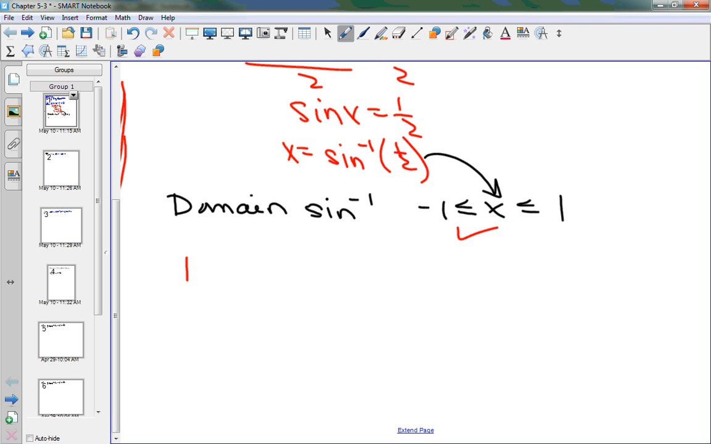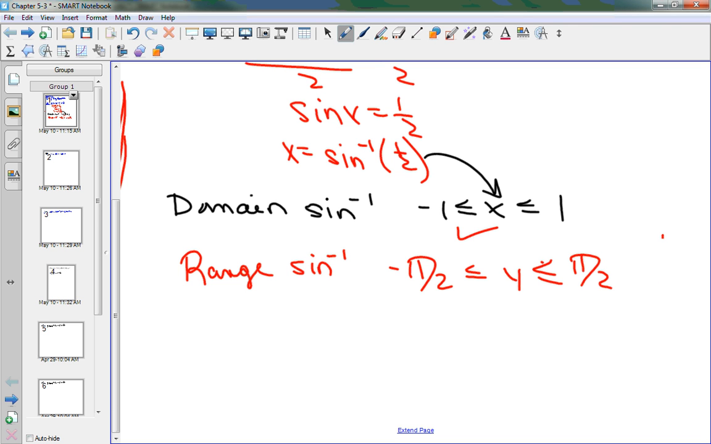Now the next thing is I need to look at the range. What is the range of the arc sine? Negative pi over 2 is less than or equal to y, which is less than or equal to pi over 2. Which means, what quadrants am I in? I am in quadrant 1 and in quadrant 4, right? Negative pi over 2 is right here. The positive pi over 2 is right here. Agree?